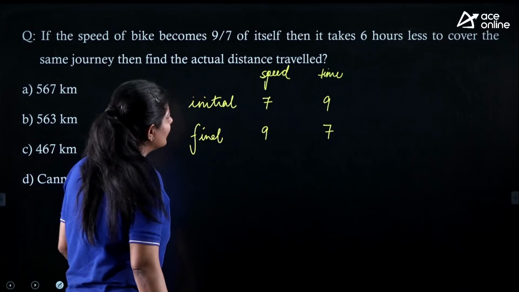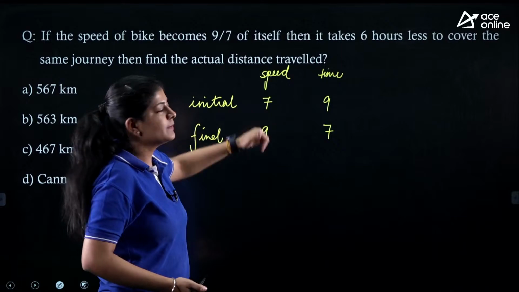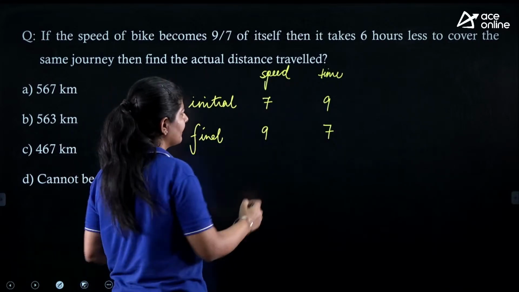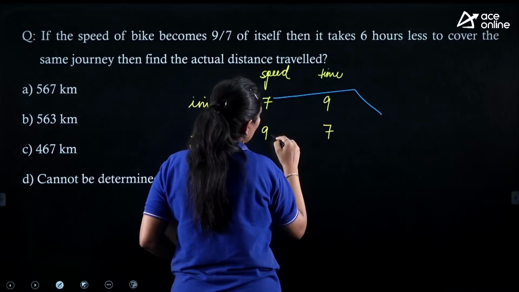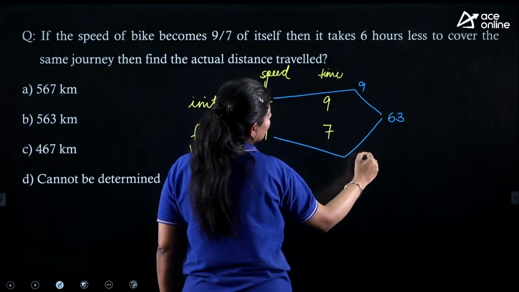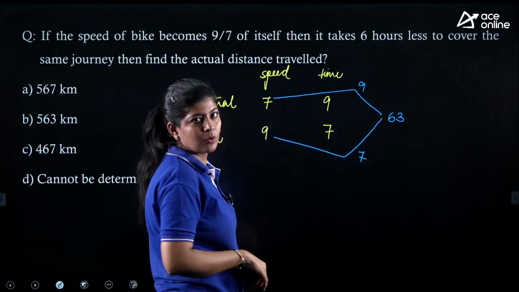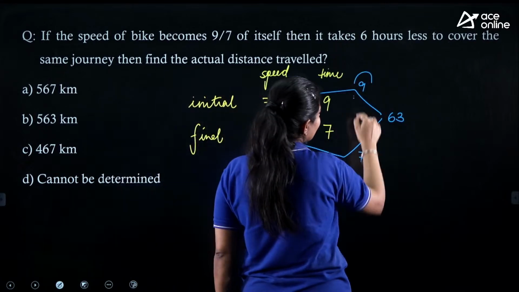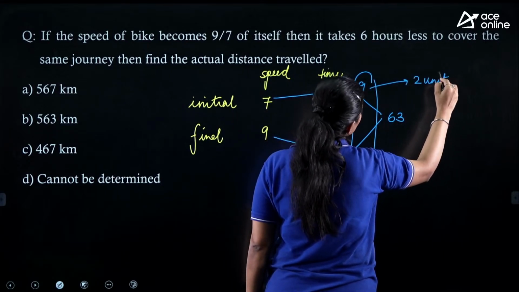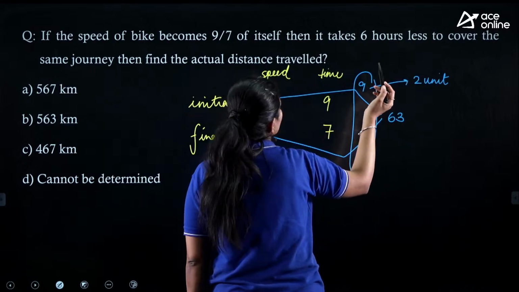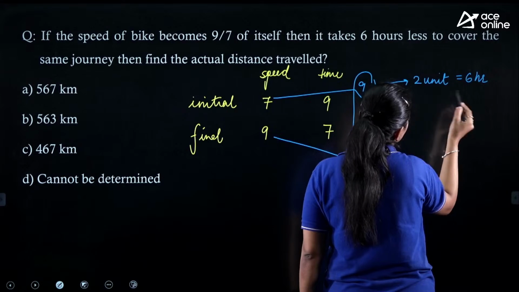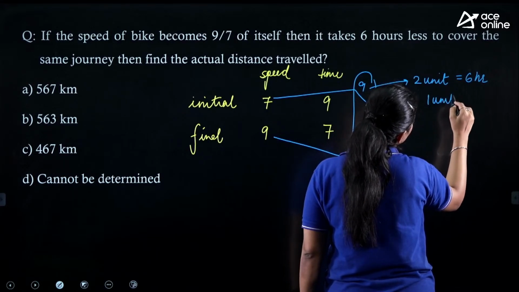But we know that if we are having two speeds, then we can find out the LCM. So the LCM that we got over here is 63. So the time period is 9 and 7, again the same thing you will get over here. Over here you are getting a difference of 2 units. But according to the question, the difference is 6. That means here 1 unit is equal to 3.